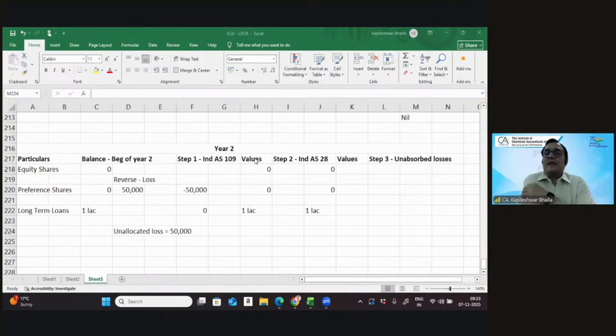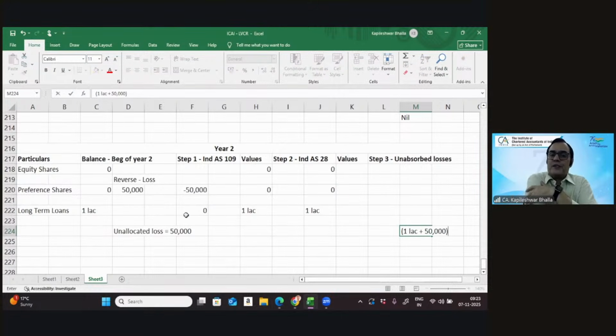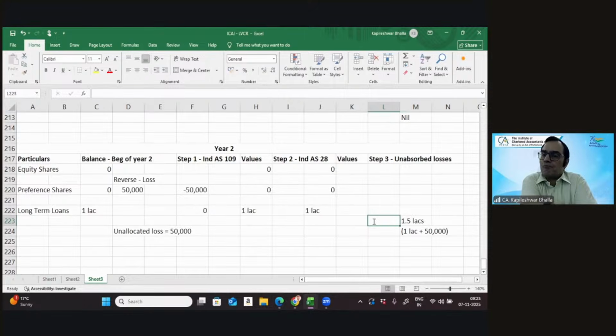And that's right, absolutely. The total unabsorbed loss is 1 lakh 50. Correct. We can say this 1 lakh which could not be absorbed, plus this 50,000, which is the unallocated loss out here. So your total unabsorbed losses is 1.5 lakhs. Okay, so I think this gives me the value post the step number 2: 0, 0, and 0.